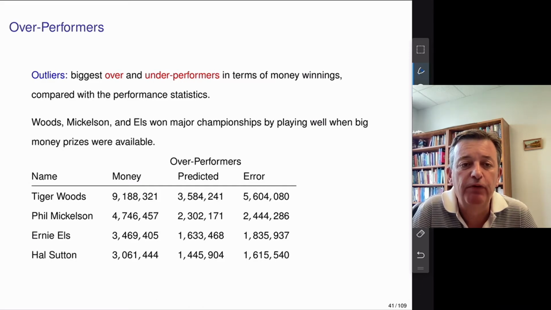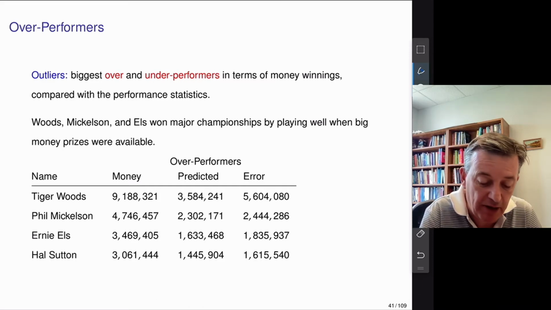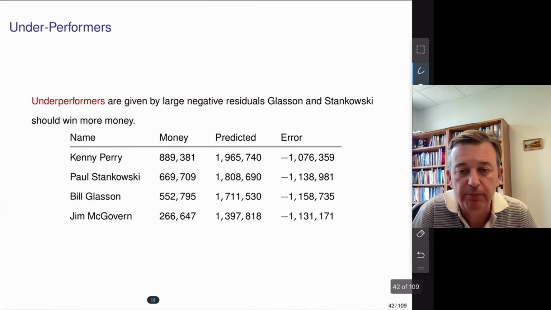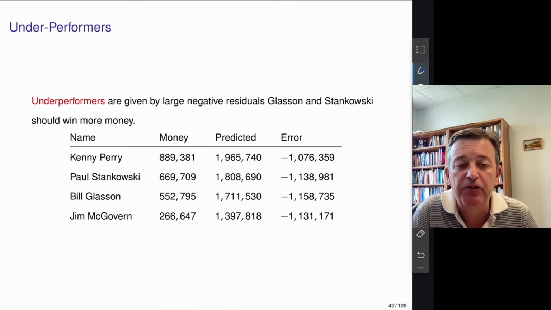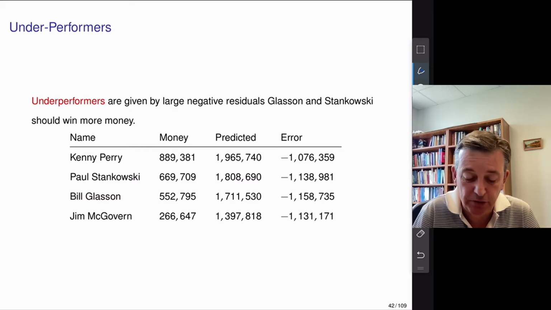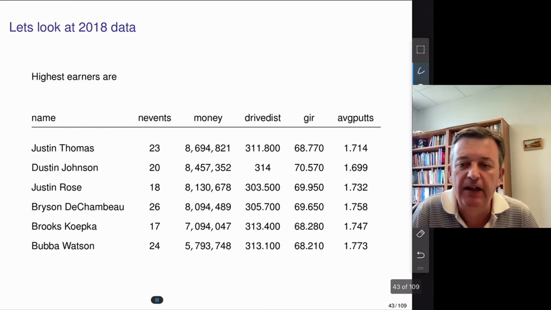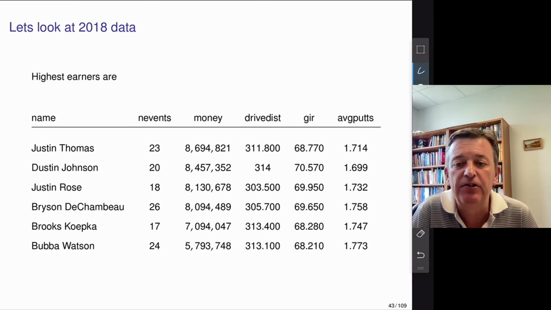Again, you can look at overperformers. One of the nice things about outliers is you can look at overperformers relative to a model and underperformers relative to a model. So if you're providing feedback to a golfer, sometimes people go through bad streaks. You can maybe point out that it's maybe not your fault. Maybe you've just had a run of bad luck, and relative to the model, you should have been doing better. Okay, so let's look at 2018, and then let's look at 2020 to see what happens.